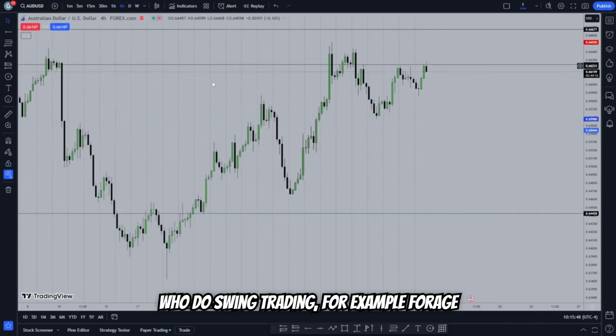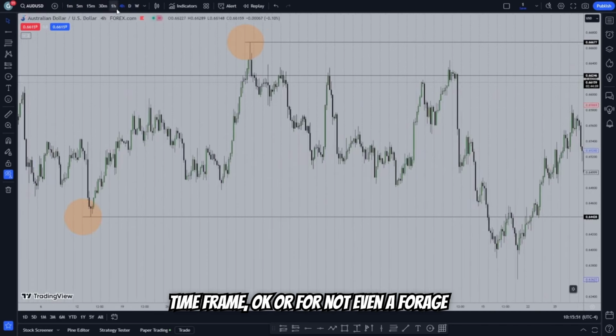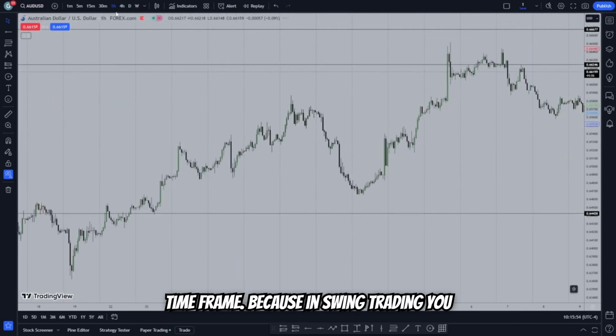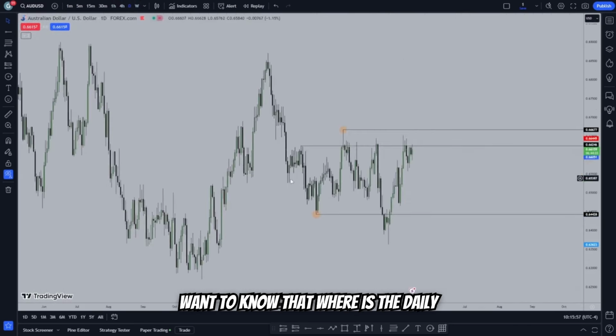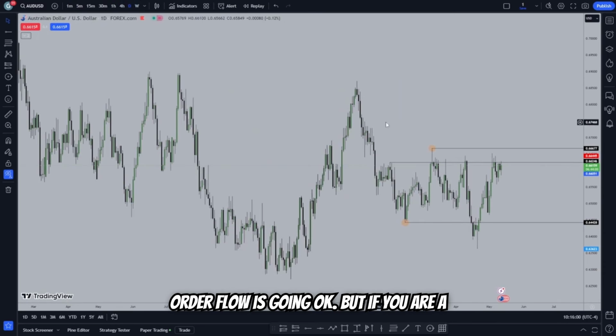and daily bias is used for those who do swing trading, for example 4H time frame. Okay, or not even 4H, like on a 1H time frame or 4H time frame, because in swing trading you want to know where the daily order flow is going. Okay, but if you are an intraday trader, you don't need a daily bias.